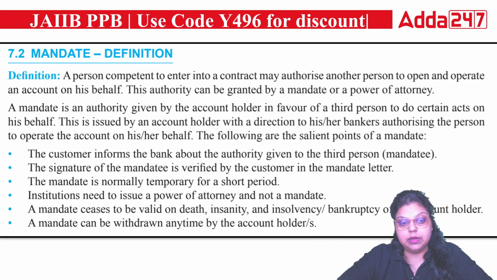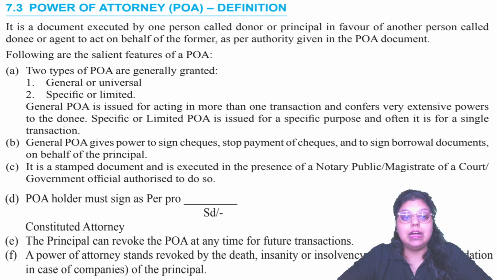Individuals issue the mandate. A mandate ceases to be valid on the death, insanity, insolvency or bankruptcy of the account holder. And a mandate can be withdrawn anytime by the account holder. And it is what? An unstamped document. Power of attorney is a stamped document.